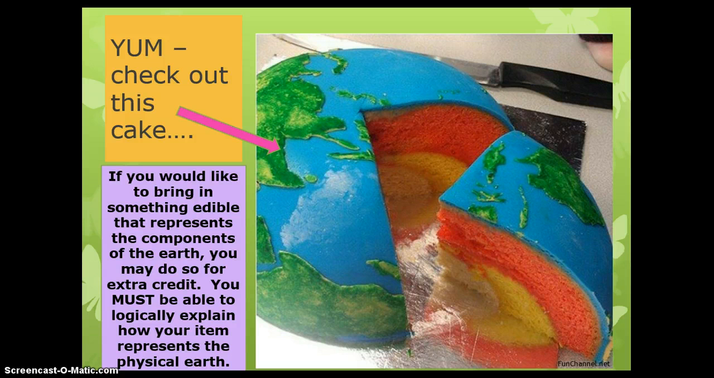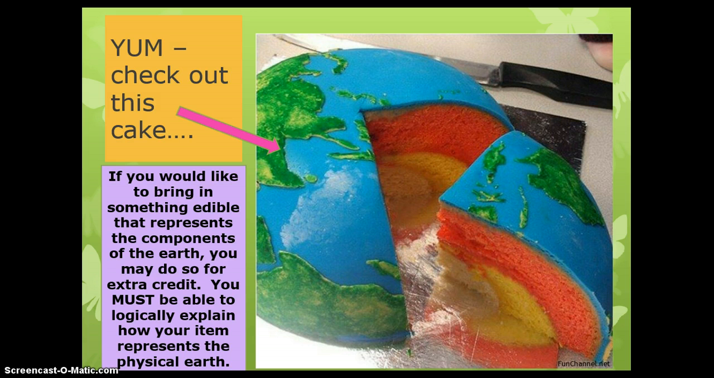That is the day that this lesson is due. In order to receive your extra credit, which will be 20 points, you must be able to logically explain how your item represents the physical structure of the earth. Now that is the stipulation on the extra credit. You've got to do the explanation in order to get the extra credit. Then afterwards, after everybody who's decided to bring in extra credit shares, then we eat all of the goodies that are brought in. Now, it doesn't have to be a cake. You could symbolize the structure of the internal earth in many different ways. It could be something like a dip that you would want to bring in with chips.